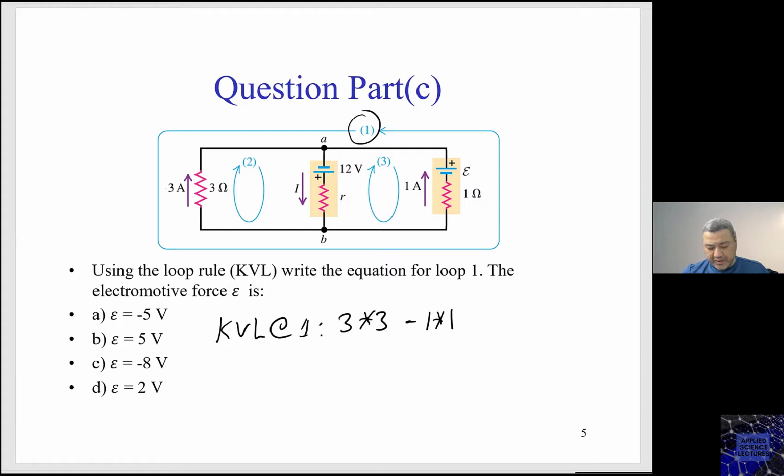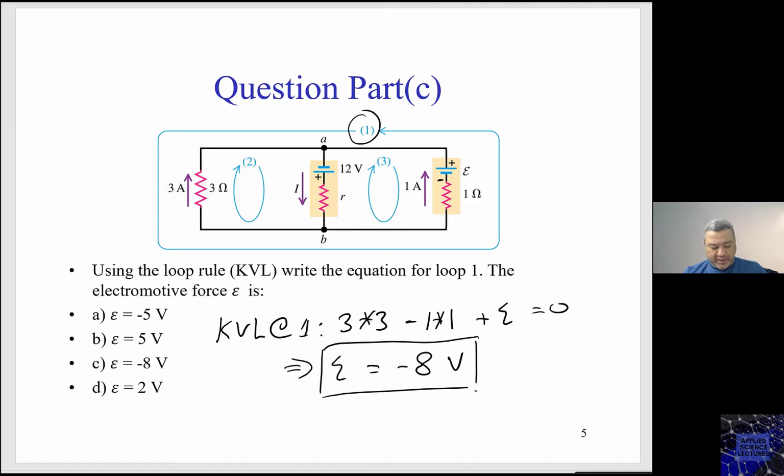This epsilon is positive because it's entering the negative terminal here, and this is 3 components only equals to 0. Epsilon is 9 minus 1 is 8, equals to minus 8 volt, and the answer is C.